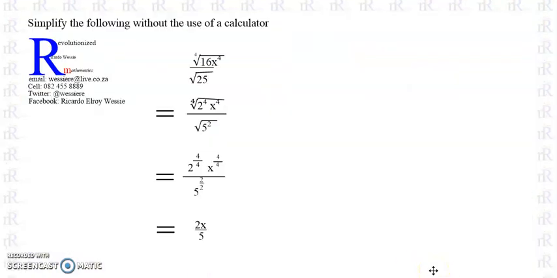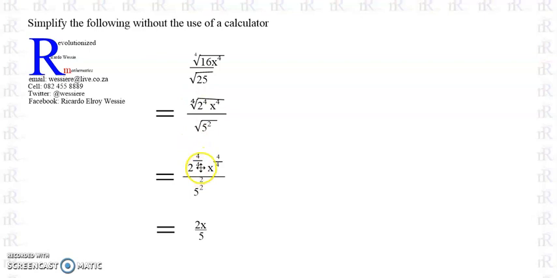So our exercise that we have today is the fourth root of 16x to the power of 4 over the square root of 25. Step 1 tells us we must write everything in prime base. Once we have it in prime base, now we can get rid of the surds. Whatever the index of the surd is, that is what we have to divide by.